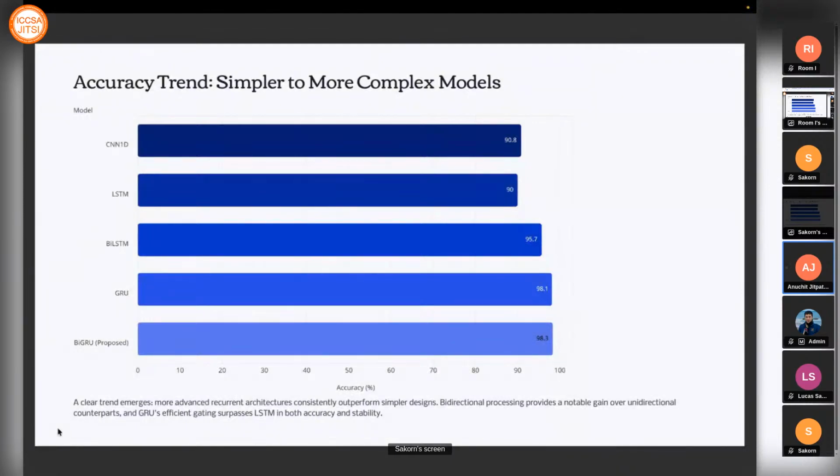As we move from simpler to more sophisticated recurrent architectures, accuracy consistently improves. Bidirectional processing gives a clear gain over unidirectional counterparts.